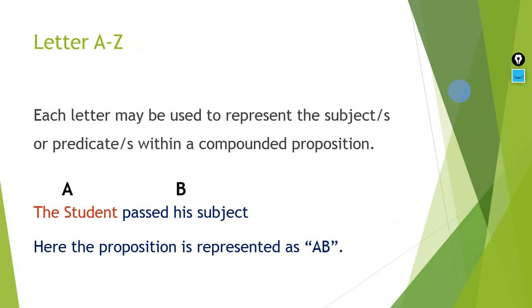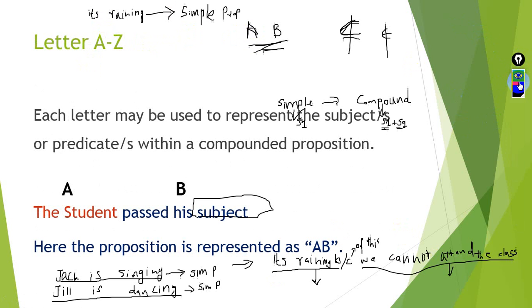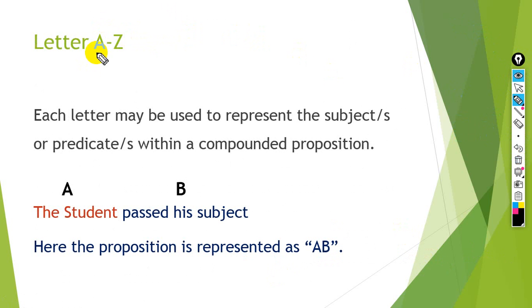So now let me discuss all those symbols. So first you need to know about the letters. We can say variables. We will take the variables or letters from A to Z.